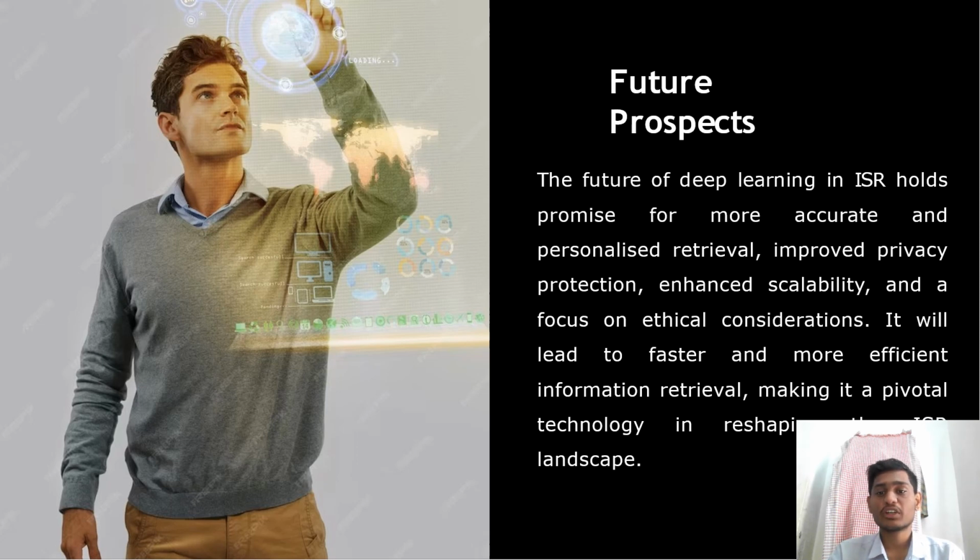Multimodal retrieval, where deep learning models can seamlessly integrate and search across different data modalities, is expected to become more relevant. This will open up new possibilities for comprehensive and holistic information retrieval experiences. Additionally, personalization will be a central focus, where recommendation systems become increasingly accurate and dynamic as they adapt to individual user preferences in real time. Transfer learning will play a prominent role, allowing pre-trained deep learning models to be fine-tuned for specific ISR tasks. This will reduce the need for extensive labeled data, speeding up the development of models in various applications.